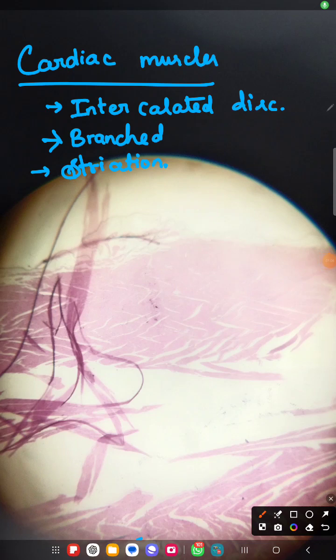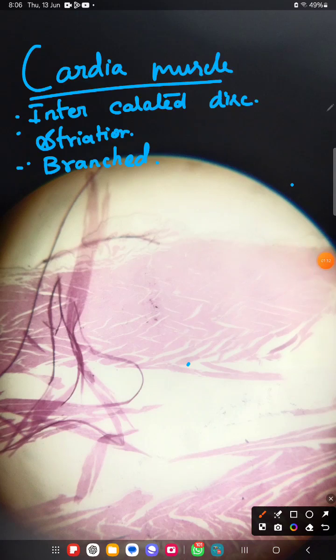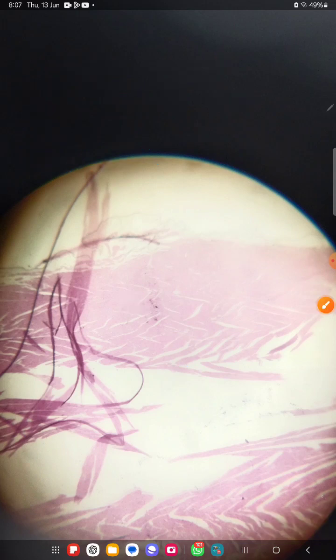This is cardiac muscle, and the intercalated discs are also present. Cardiac muscle has intercalated discs and striation. The fibers are branched. The striations are present in this part.